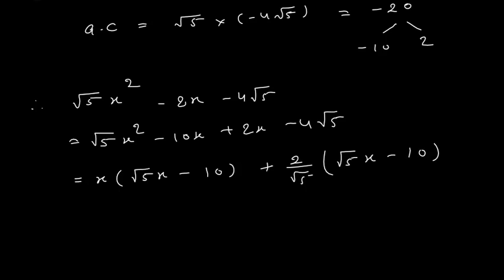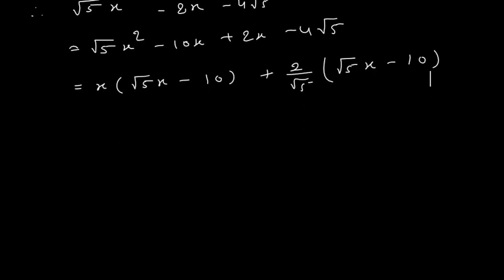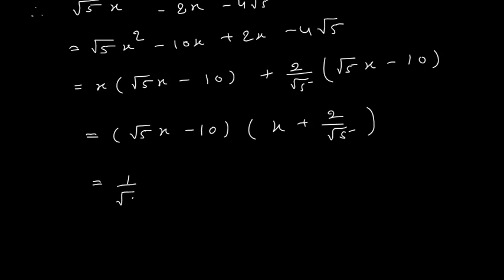Okay, this you find a little difficult. So better you take root 5 common from here. That way also you can solve the problem. So this will give me root 5 x minus 10 into x plus 2 upon root 5, or you can say that 1 upon root 5 we will take common. Here it is root 5x minus 10, here it is root 5x plus 2.